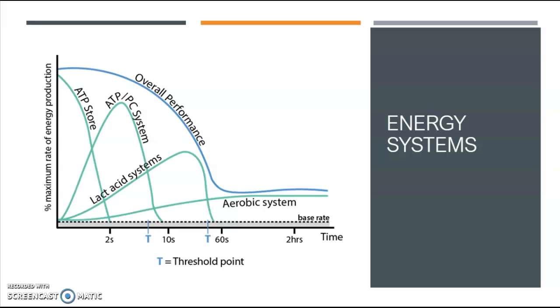When the ATP and PC stores have run out of energy, the needs of the body are provided by the lactate system. This system is reliant on the breakdown of glucose, which has been stored in the muscles as glycogen. When glycogen is broken down, energy is released in the process, called glycolysis.